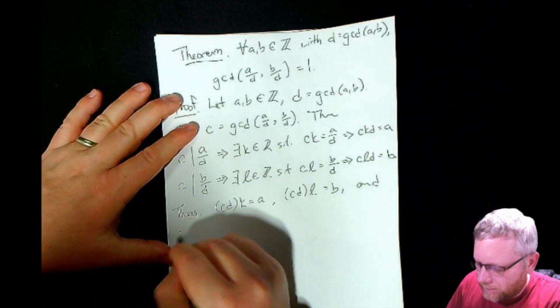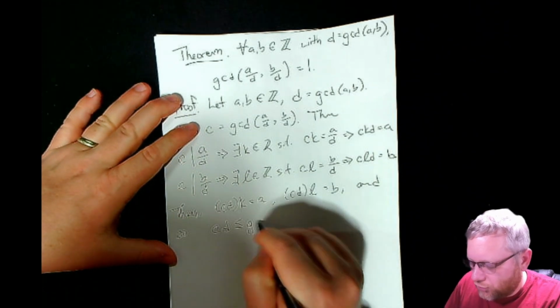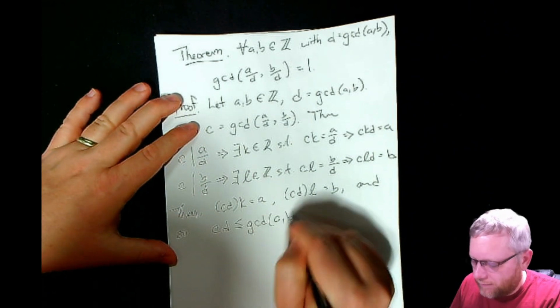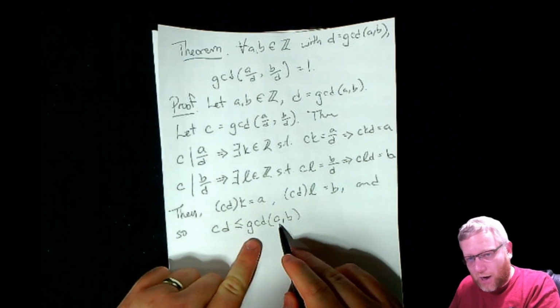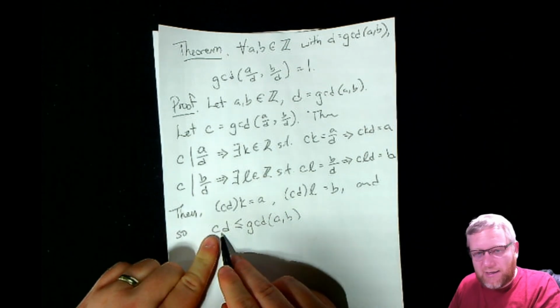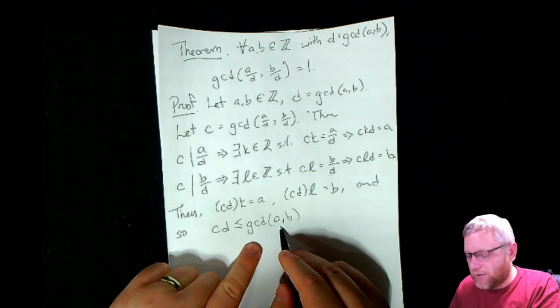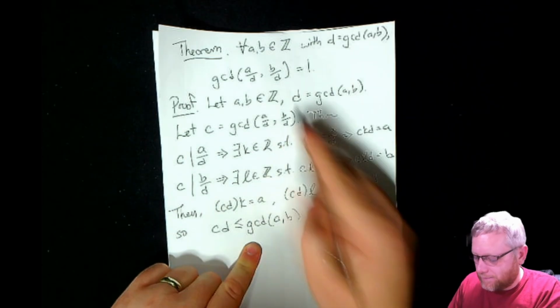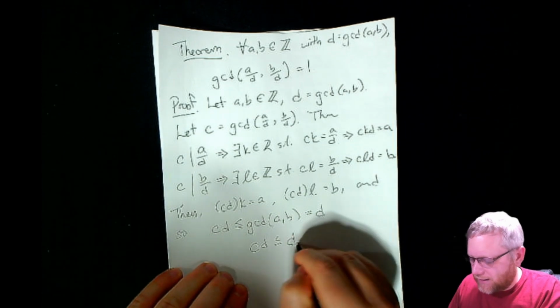And so CD must certainly be less than or equal to the greatest common factor of A and B, because it is a common factor. Whatever the greatest common factor is, CD must be less than or equal to it. And of course, what is the GCD of A and B? That's D. And so what I have is CD is less than or equal to D.